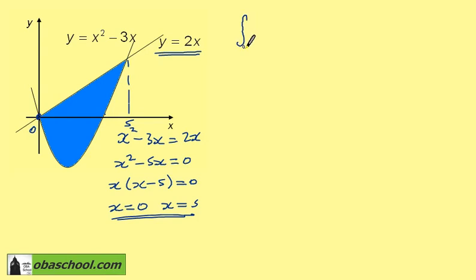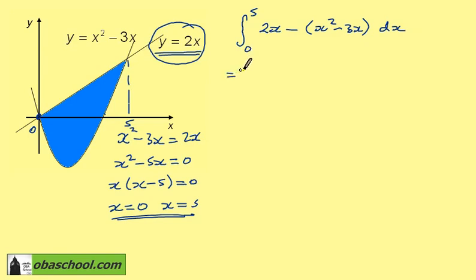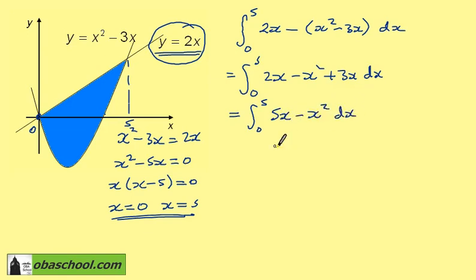So we want the integral from 0 to 5. This is the top function, so that's 2x, take away x squared minus 3x, dx. So that gives us the integral from 0 to 5 of 2x minus x squared plus 3x, which is the integral from 0 to 5 of 5x minus x squared dx.